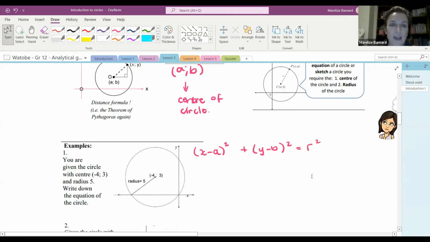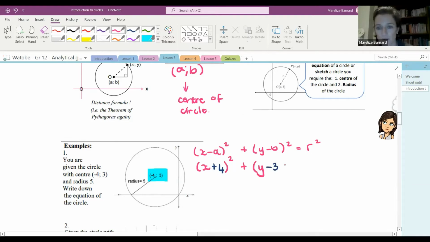Okay, so what have we got? We have the center of the circle. The center is given over here, that's (-4, 3). So we can substitute that in and say (x plus 4) squared plus (y minus 3) squared. Do I have my radius? Yes, the radius is given. It is 5 squared. So I substitute that in.